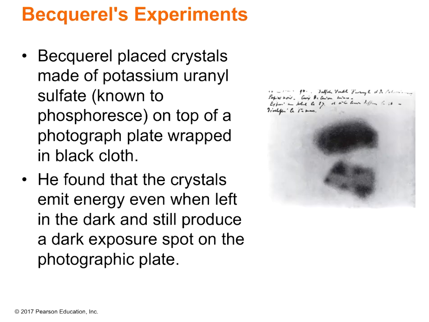What Becquerel did for this experiment is he placed crystals made of potassium uranyl sulfate, which are known to phosphoresce, on top of a photographic plate that was wrapped in black cloth. What he found was when he shined light on the crystals and then took the light away, the crystals left dark spots on the photographic plate.